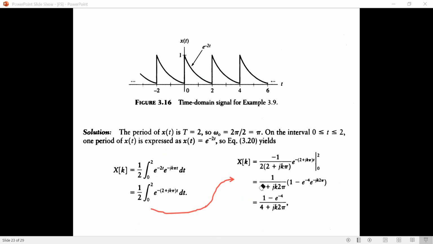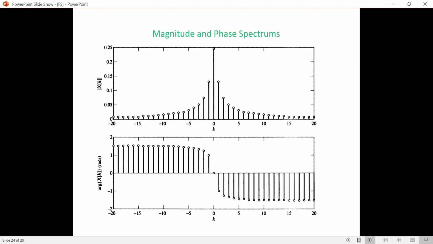We will have theoretically infinite values of xk. But in the case of a DT periodic signal, only the distinct values of k, equal to the number of samples in the period of your signal, are there. Okay, this plot is shown there.